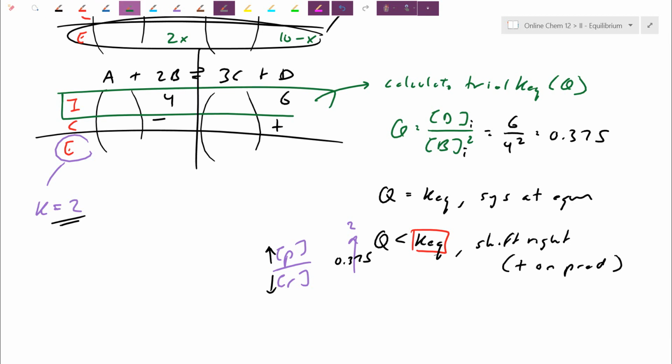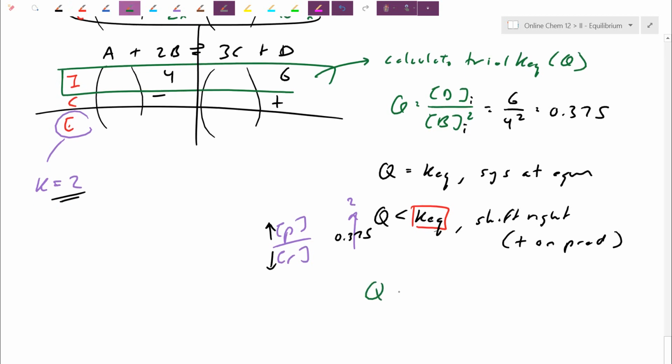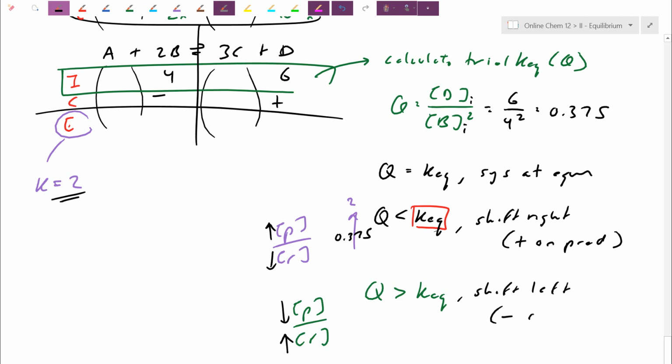If in contrast, I'm at a different temperature, if Q is greater than KEQ, so right now, currently my fraction here is too big for KEQ. For my number to actually shrink and get closer to my KEQ of 2, maybe my product needs to drop, my reactant has to increase. In that case there, to reach equilibrium, I actually need to shift left, and therefore we're actually going to have negative on the product side, positive on the reactant side.